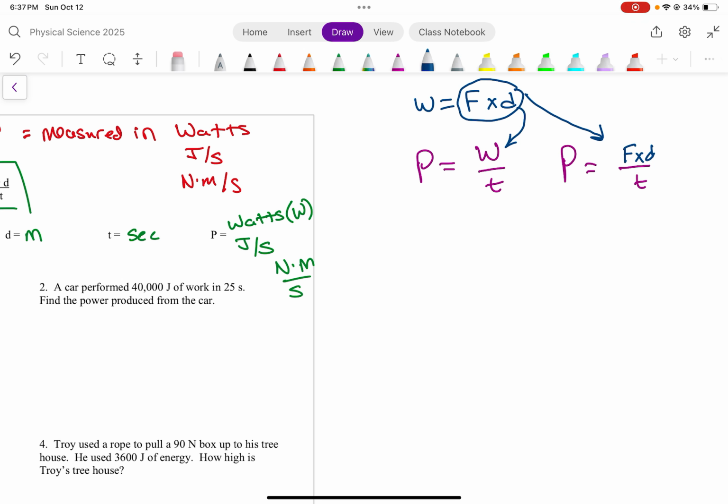Either way, we're still looking at being measured in watts or joules per second or Newton times meters per second. So this is the first time we've seen three different labels, and that's what we have for the different equations.